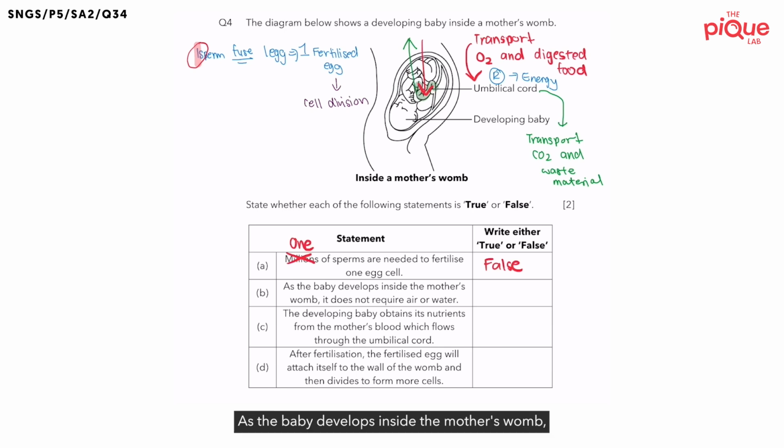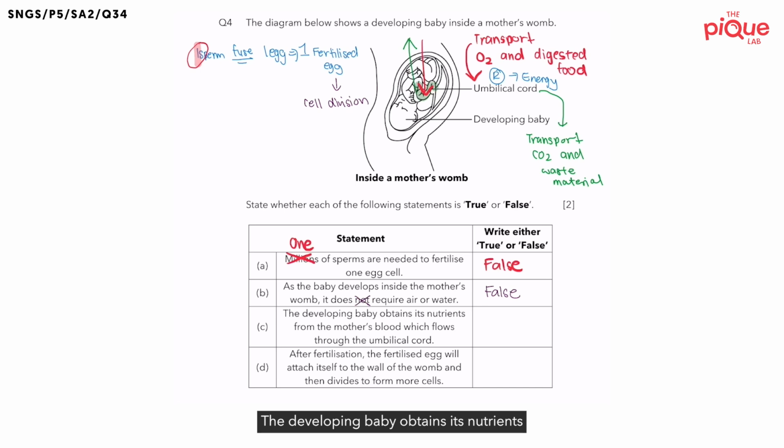As the baby develops inside the mother's womb, it does not require air or water. Well, just now we mentioned that the baby is a living thing, and living things need air, food, and water to survive. Does this match what statement B say? No. And which part of statement B is wrong? Instead of does not require air or water, it should be does require air or water. Therefore, is statement B true or false? Statement B is false.